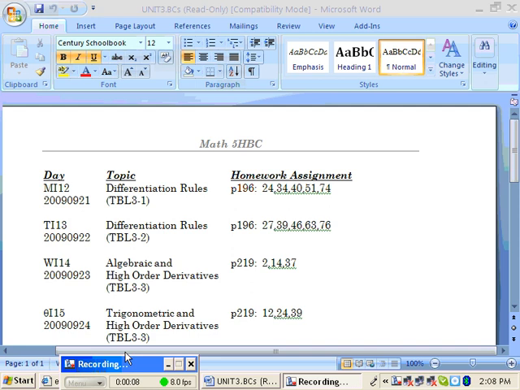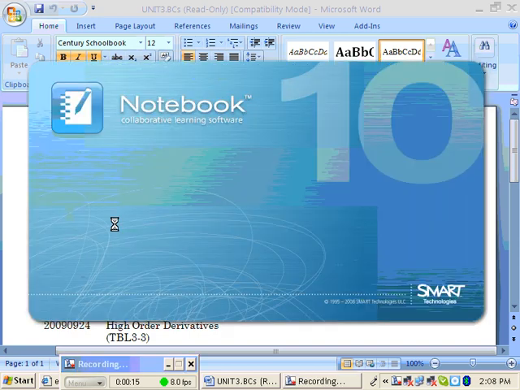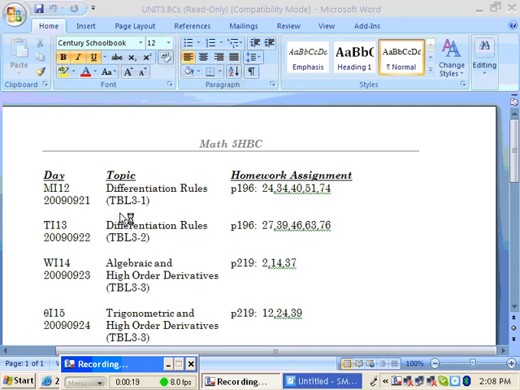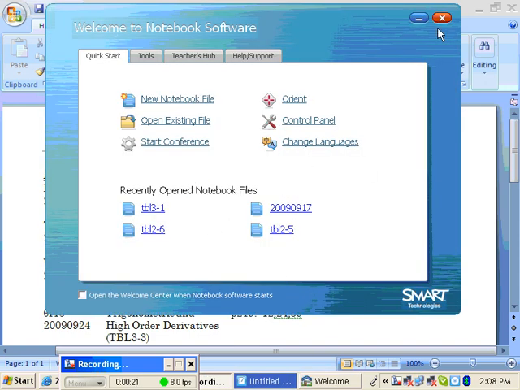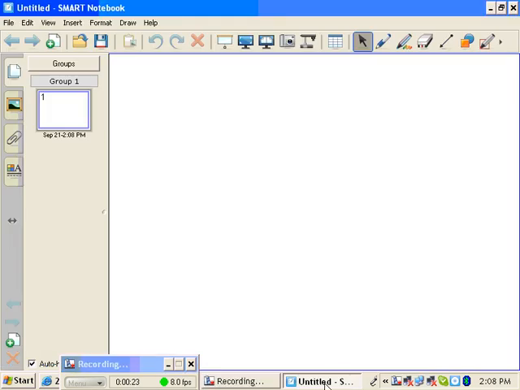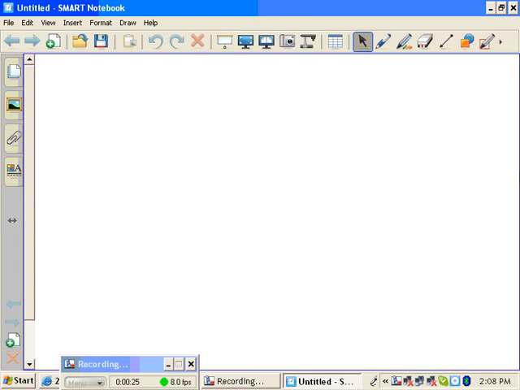Okay, here's our topic for today, differentiation rules, and you know a lot of these already, I'm sure. So let's start. You tell me, you know this stuff. What's the derivative with respect to x of any constant?